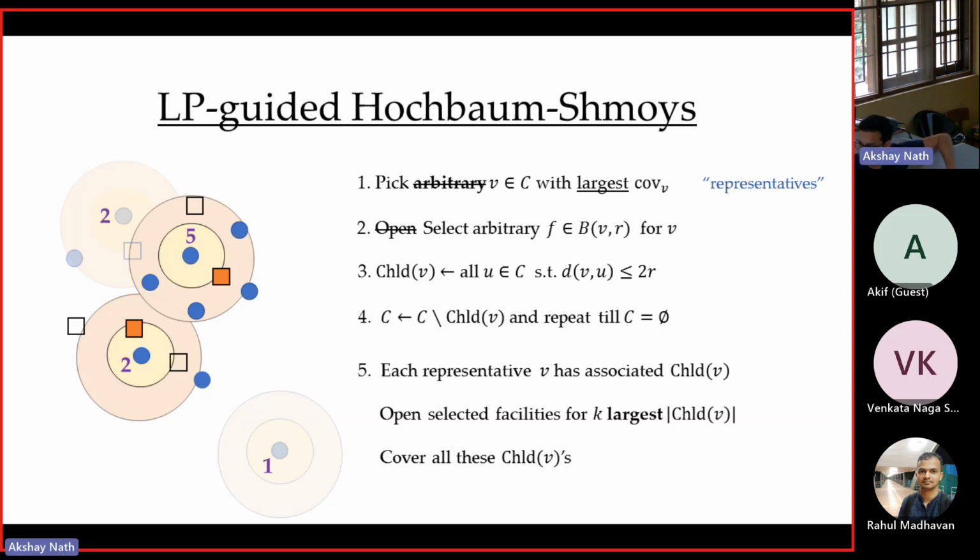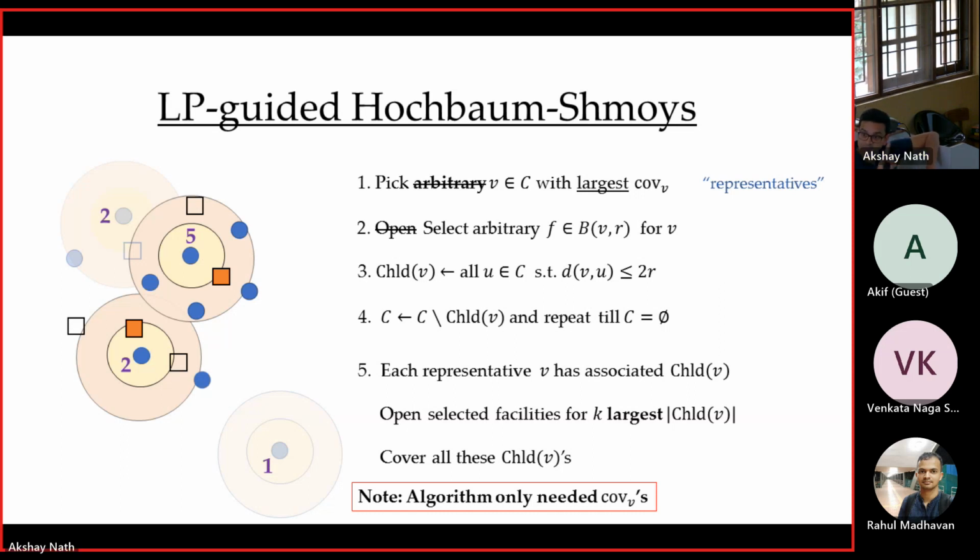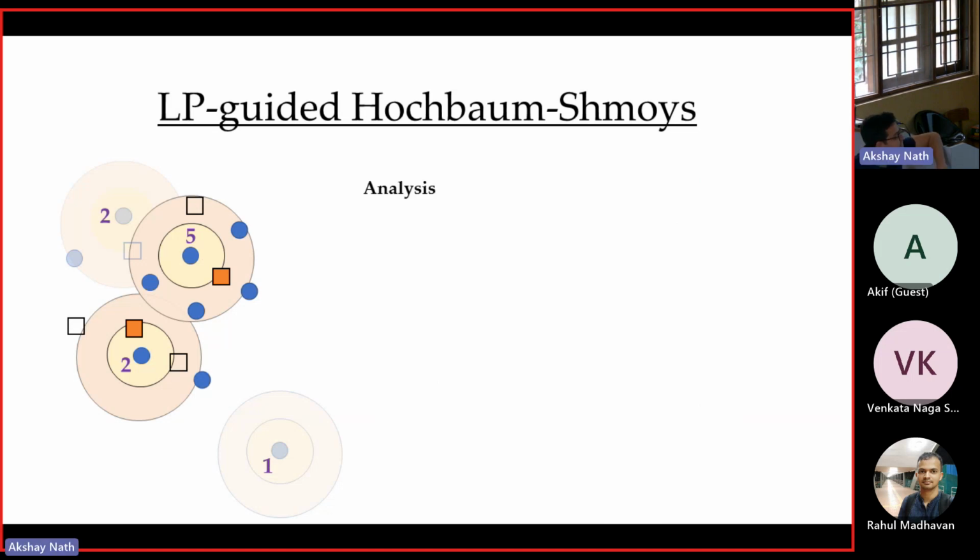The algorithm clear? The interesting part is you have to show that M gets covered. Excellent, right? So that's the interesting part. One thing I would like you to keep in mind is that although the LP had X_F variables, we did not use them in this. We only use the coverages. And this will be important for the next half. Okay. So what is the analysis?